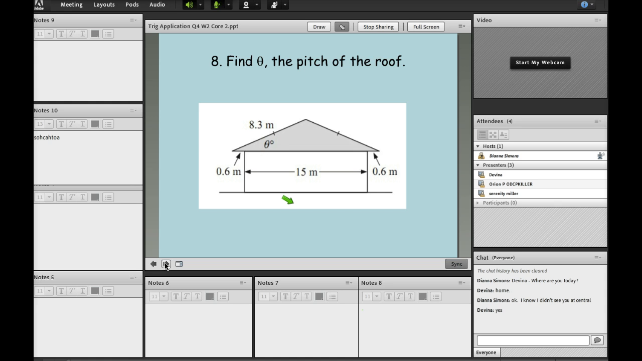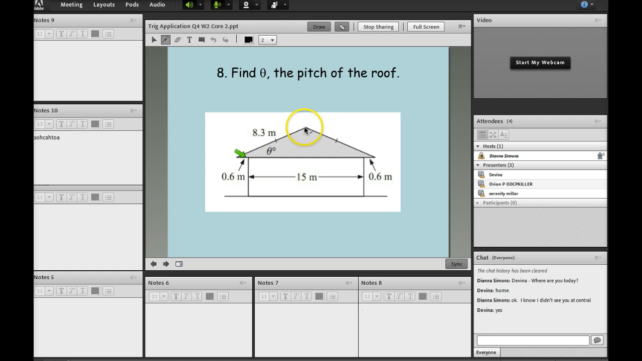This is not a right triangle, is it? Right. How can we make it into a right triangle? Exactly, we're going to split that down the middle. So what does that make this part right here?